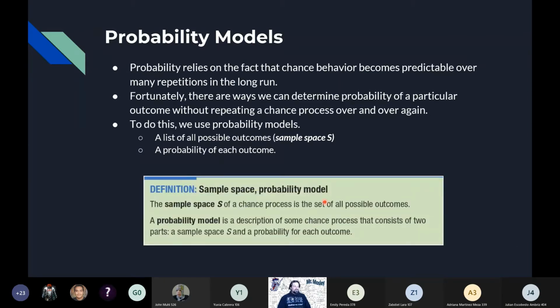Here's our definition of sample space and probability model from the textbook. The sample space S of a chance process is the set of all possible outcomes. Probability model is a description of some chance process that consists of two parts, sample space S and a probability for each outcome. All right. Can you raise your hand if you need a little bit of time to write any of this down?